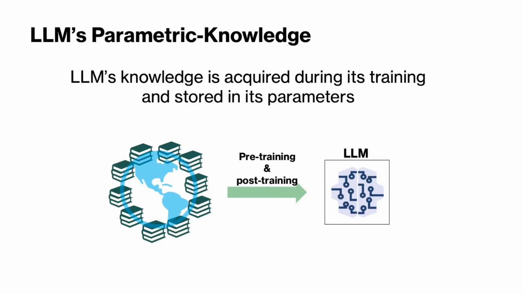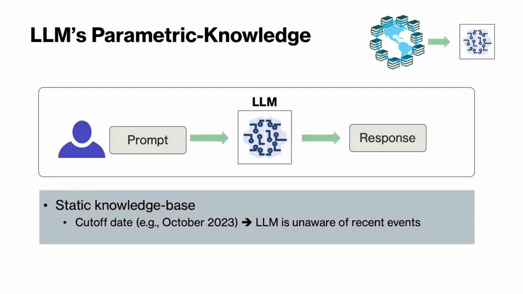The knowledge of an LLM is acquired during training on a massive amount of data. This knowledge is stored in the parameters of the neural network model and therefore it's often called the parametric knowledge of the LLM. After the LLM is fully trained, a typical workflow of LLM inference is that the user will send a prompt to the LLM and then the LLM will generate a response according to its parametric knowledge.